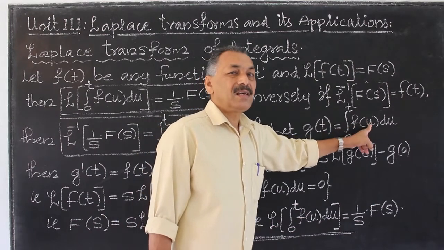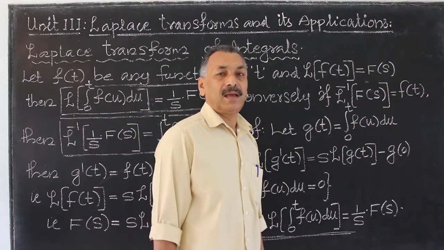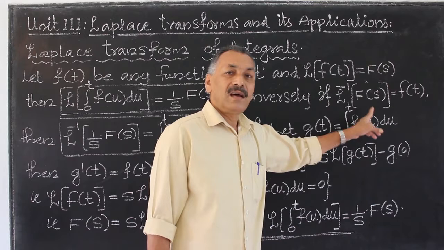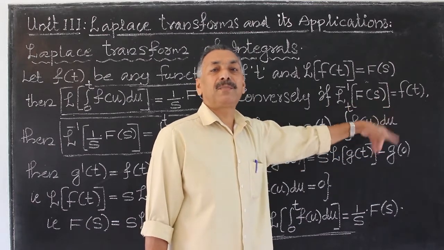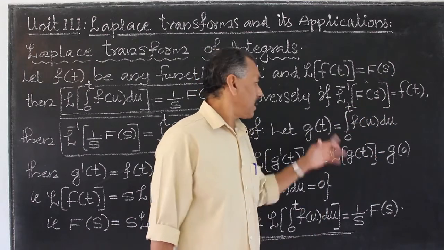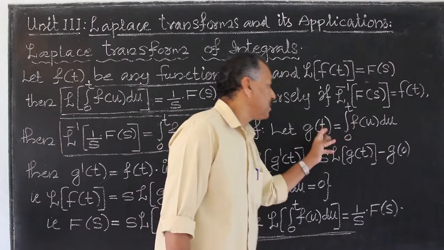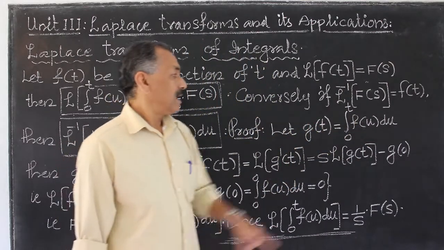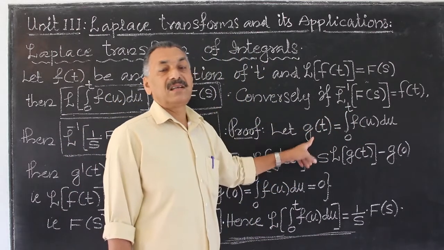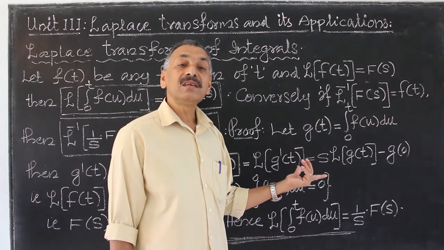This integral is in terms of u. Applying the upper limit gives t, so it becomes a function of t. So we take the integral from 0 to t of f of u du equal to g of t, where g is the integral of f. Then what is the derivative of g?